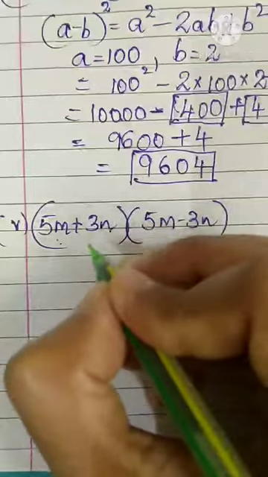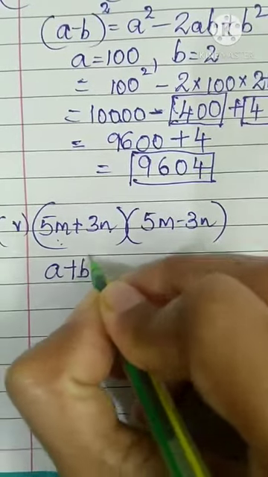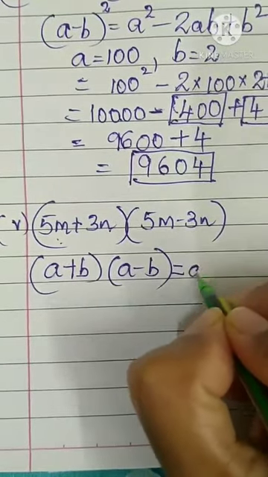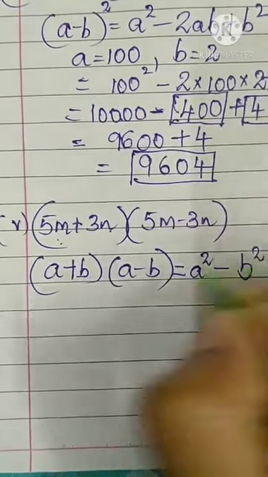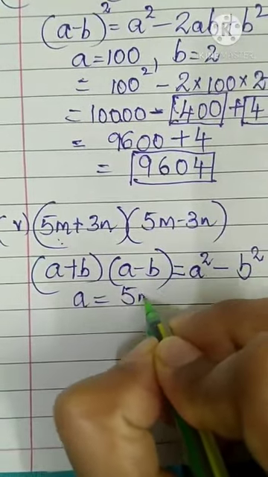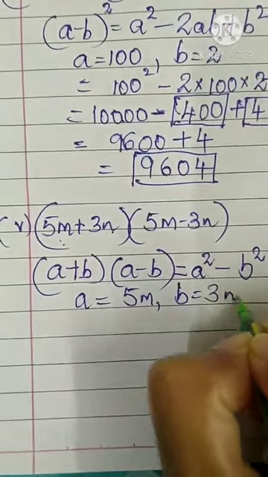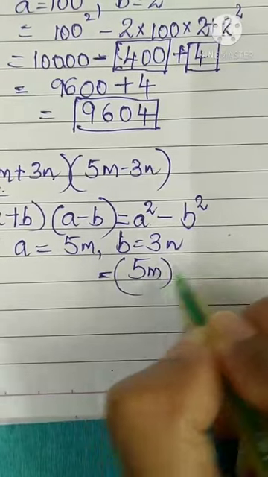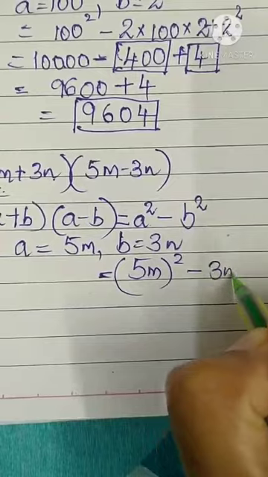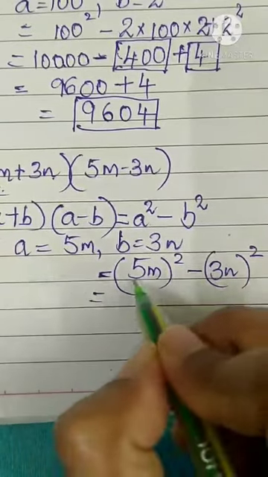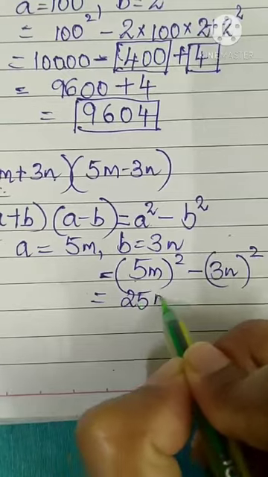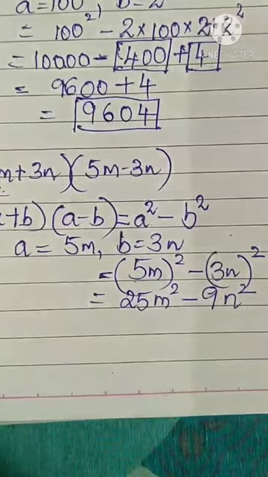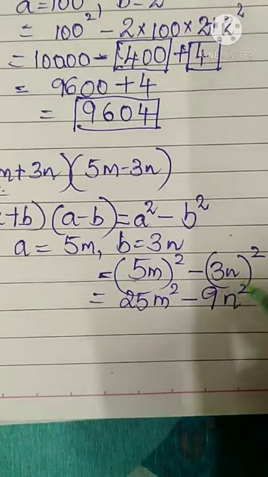So here we will be using the formula a plus b multiplied by a minus b, which is equal to a square minus b square. So a is 5m and b is 3n. In place of a, write 5m the whole square minus 3n the whole square. 5 square will be 25, m square minus 3 square will be 9, n square. Okay, 3 3s are 9 and n square.